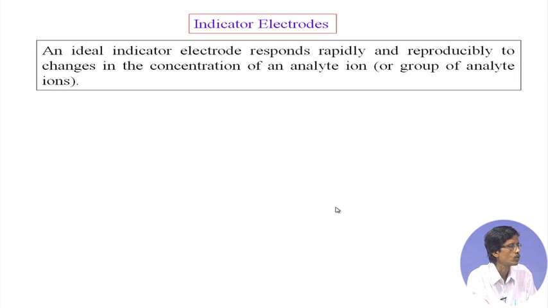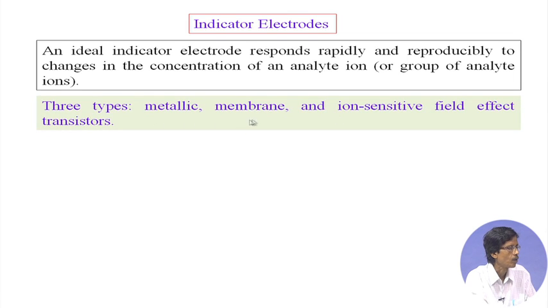So, the indicator electrodes give rapidly reproducible changes in the concentration of the analyte. What is the typical definition for that? You can have all these types of things, that means the metallic, the membrane and ion selective field effect transistors. So, we can take the help of the electronics people for the sensitivity of those. We know that if we try to monitor or measure a very small amount of electricity or current, we will not take the help of an electrical engineer, we will take the help of an electronics engineer.